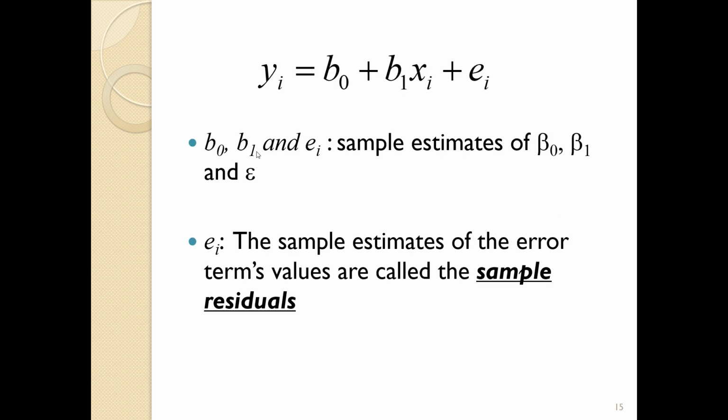So B0, B1, ei, they're sample estimates for those respective Greek letters. So there's actually particular numbers that you'd plug into this. So for instance, if you were to report the sample regression line, you'd have an actual value for B0. You'd have an actual value for B1. It's just a placeholder in this particular regard.